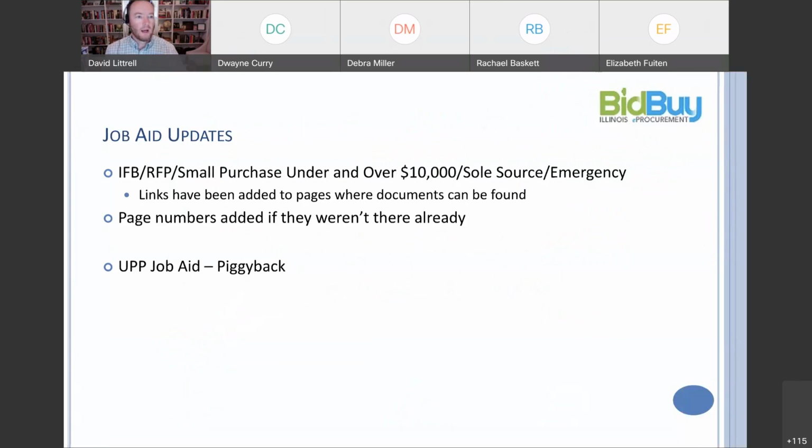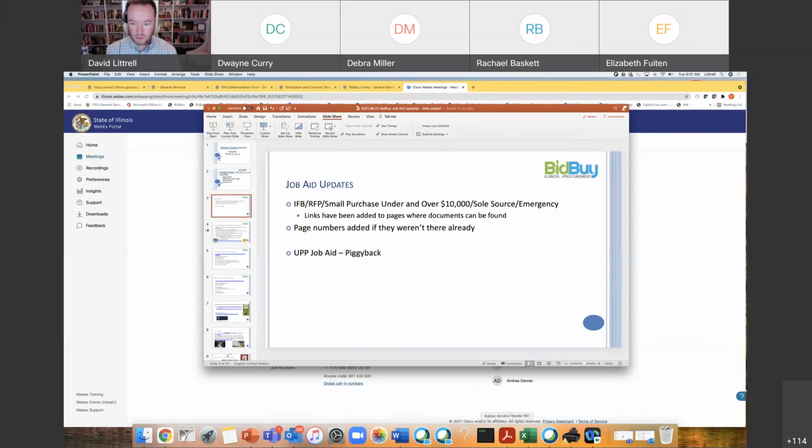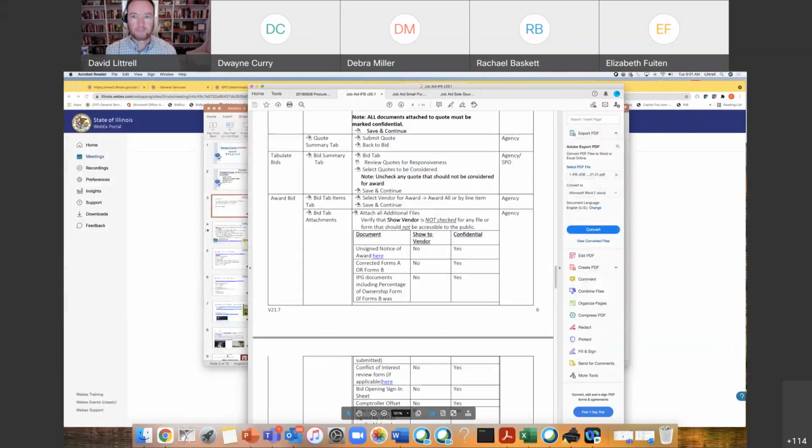It's probably going to be easier if I just jump out of the slides and show you. It's an idea that I've been wanting to do for a little bit and finally pulled the trigger on it. So let me get out of here real quick and show you some of the job aids that were updated.